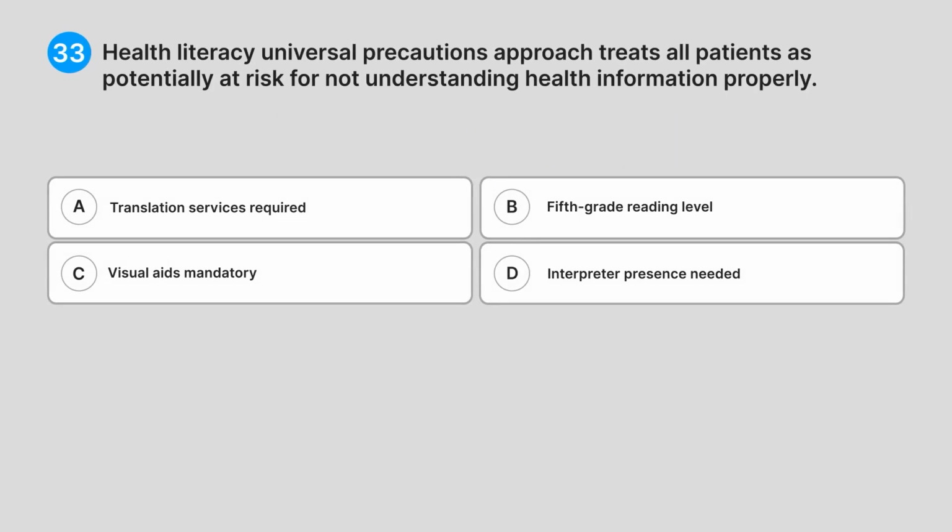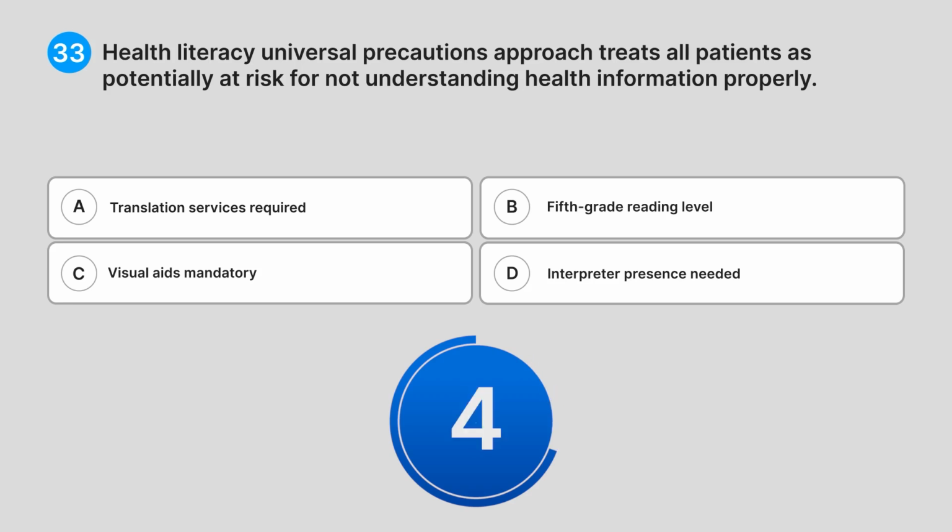33. Health literacy universal precautions approach treats all patients as potentially at risk for not understanding health information properly. A. Translation services required. B. 5th grade reading level. C. Visual aids mandatory. D. Interpreter presence needed. Can you guess the answer?